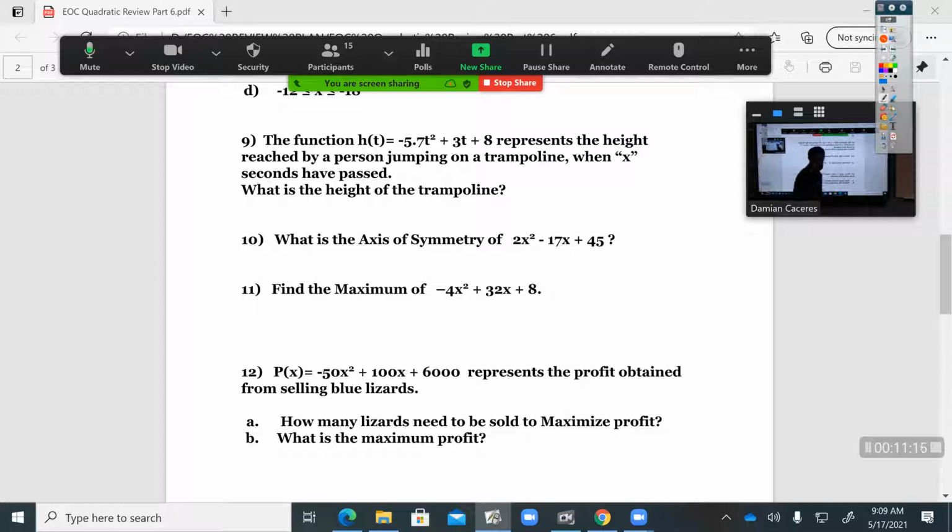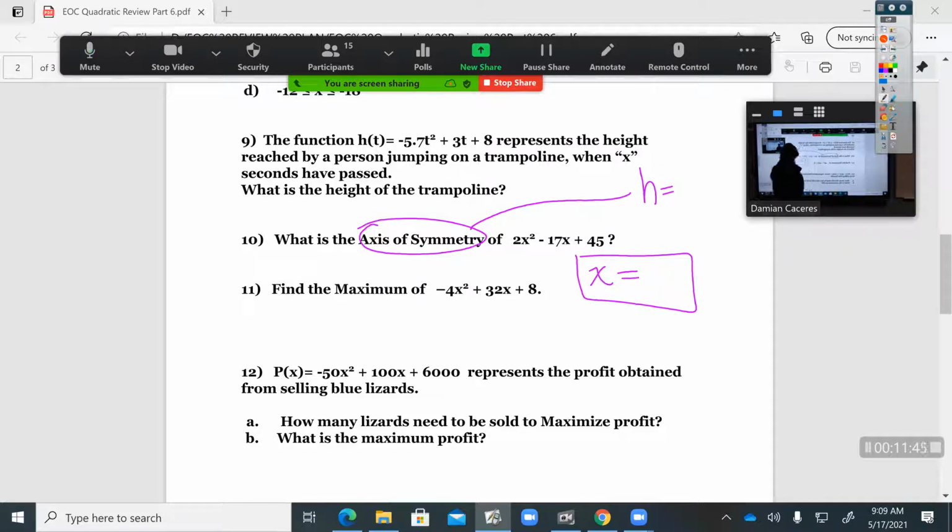All right, we're moving on to number 10. On number 10, they're asking for the axis of symmetry. The axis of symmetry is an equation of a vertical line. So it has to be x equals a number. You can't just put the value there. You have to put x equals because it is an imaginary vertical line. So it's an equation. Now, axis of symmetry is h.